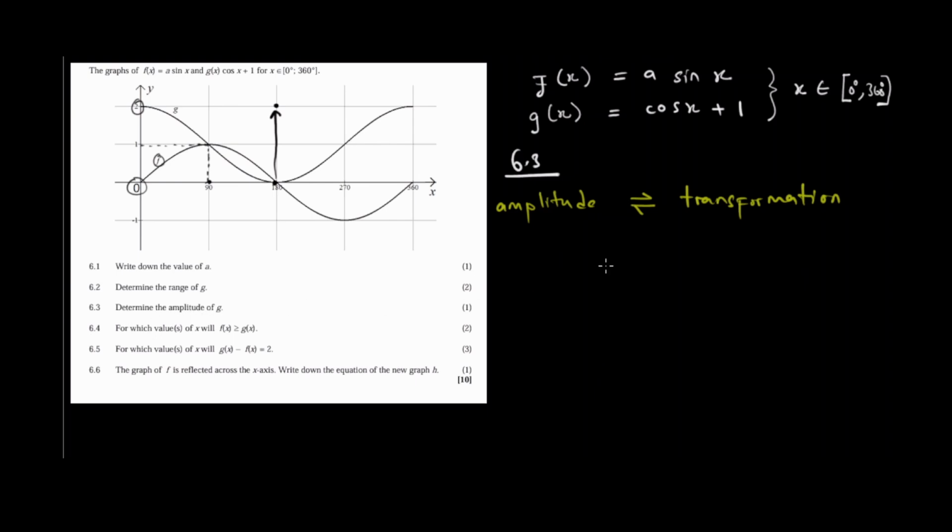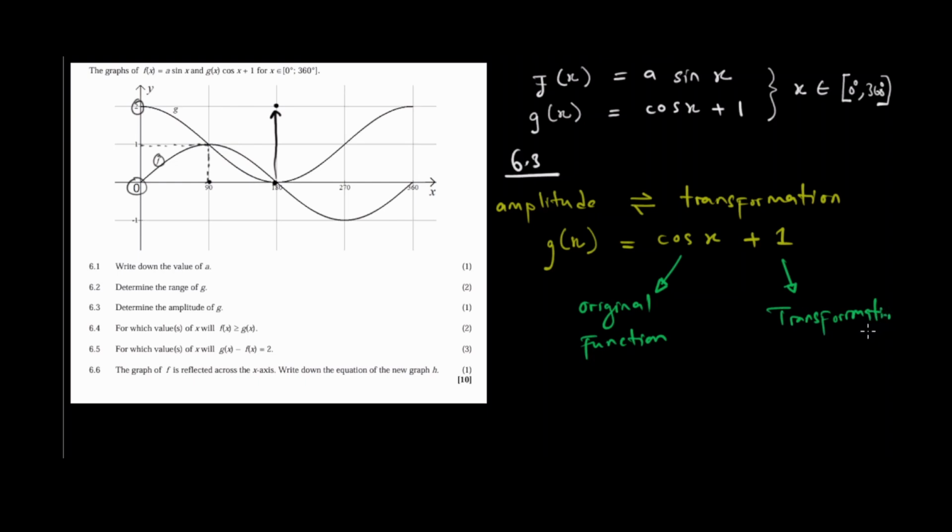We are looking for the amplitude of g. We are told that g of x equates to cos x plus 1. We have been taught when we looked at transformations of functions that this cos x part is actually the original function, and this 1 part is representing the transformation. But this transformation, as we have just learned, is also called the amplitude.